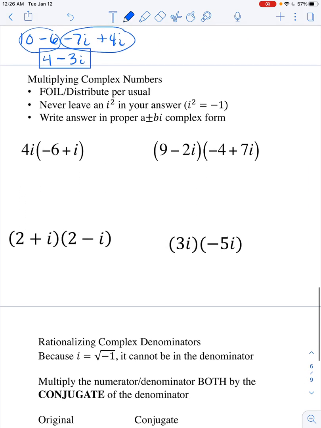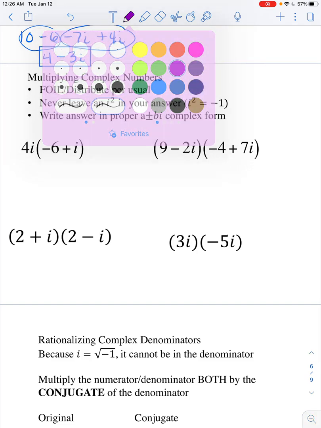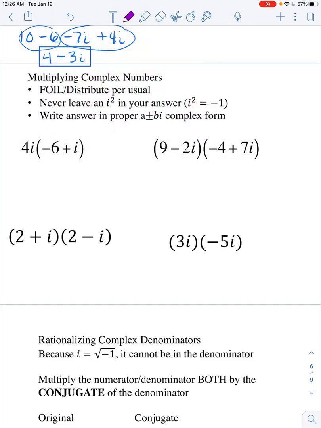Let's get into some multiplying or foiling. So here, like I said earlier, you can never leave i squared. This is where that's actually going to happen. You're still just going to do what you would do normally with x's. Clearly, if you have something up in front of parentheses, you know to distribute. 4i times negative 6 will be negative 24i. 4i times i will be a positive 4i squared.